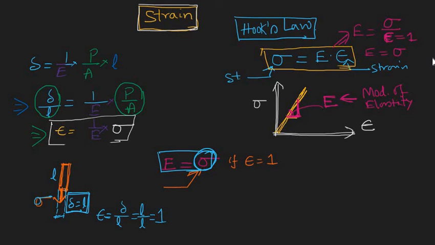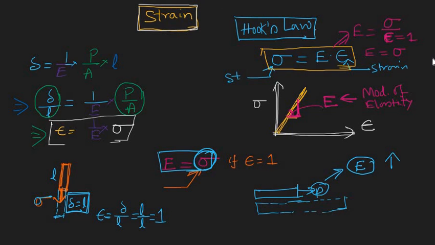Can you imagine? So if this is a bar, now you have to apply a load P so that it elongates like this, it becomes twice. So how much force or how much stress is required? Can you imagine? That is the reason E is always so high. So what is the modulus of elasticity or E for steel?